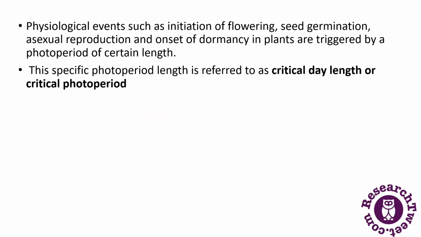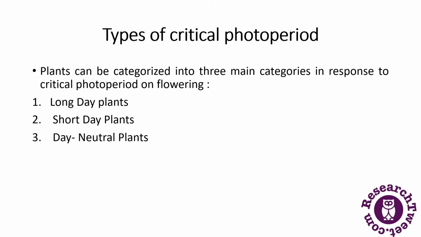There are physiological events such as initiation of flowering, seed germination, asexual reproduction, and the onset of dormancy in plants that are triggered by a photoperiod of certain length. This specific photoperiod length is called the critical day length or critical photoperiod. Then the types of critical photoperiod. So they describe this term as critical photoperiod.